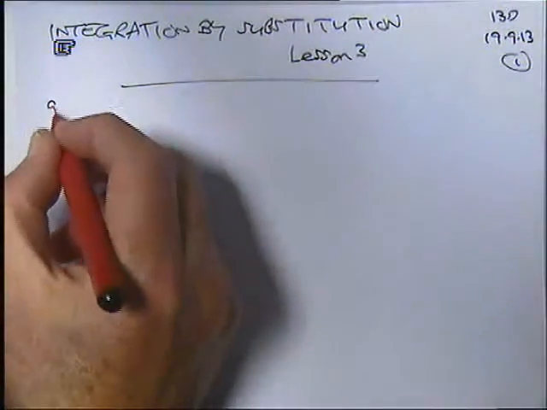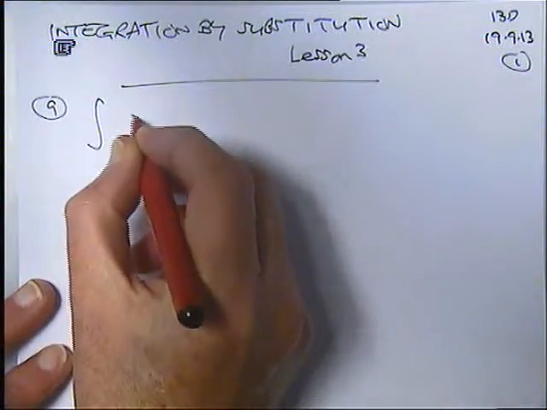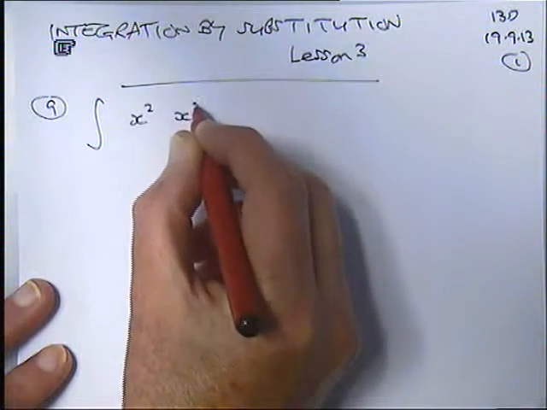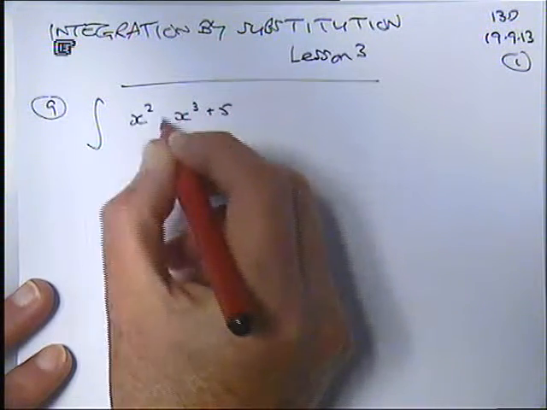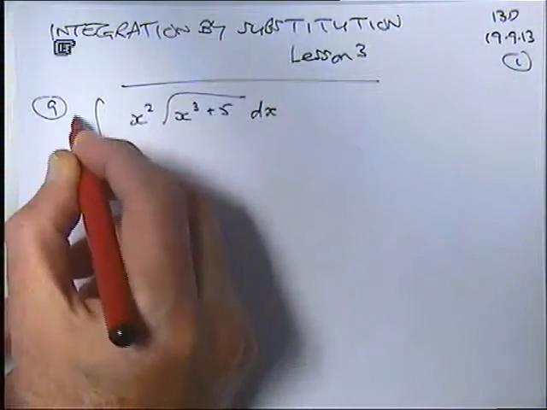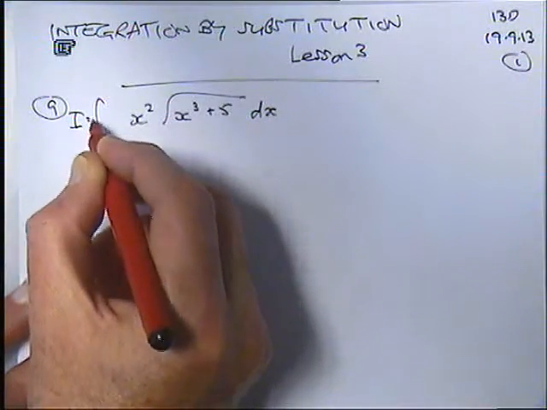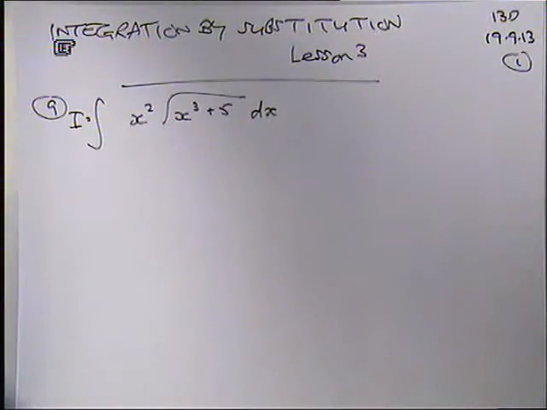I reckon this one is number 9. It's the integral of x squared into x cubed plus 5 all square rooted. And it has no limits, so it's an indefinite integral. This is just like a recap, really, of stuff we've done.